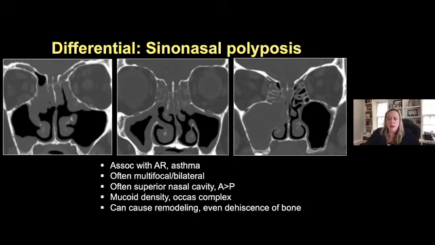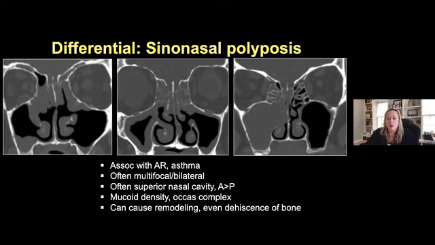It's usually in an anterior greater than posterior distribution. And you often see polypoid mucosal thickening extending into the lateral nasal cavity and into the sinuses as well. You can often see remodeling, sometimes thinning, and even bony dehiscence of the adjacent bones. You shouldn't see frank destruction of bone.